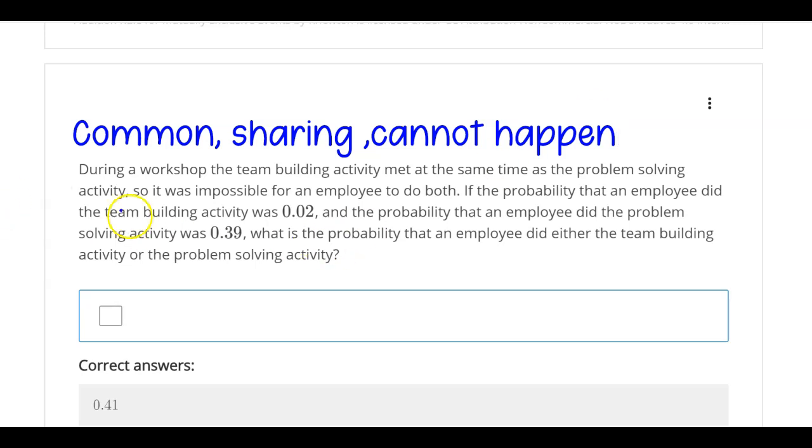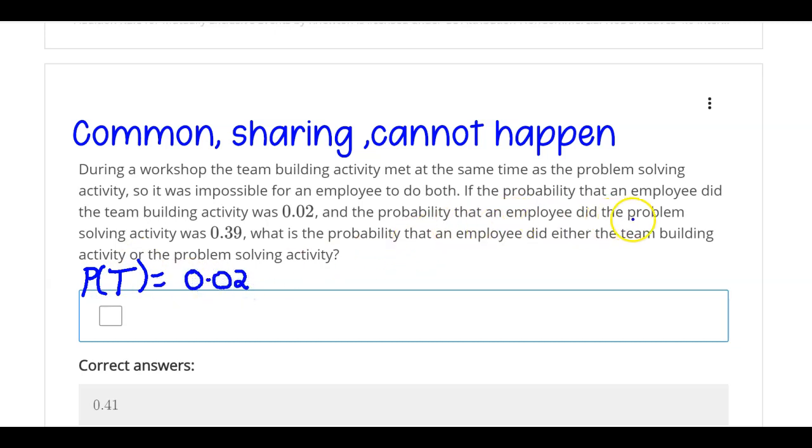All right? So here they're saying it's impossible for them to do it together. That means they are mutually exclusive. That's the hint they are giving you. If the probability that an employee did the team building activity, so I'm just going to say team building activity. What was the next one? Problem solving. So I'm going to say team building is T. The probability of team building is 0.02.